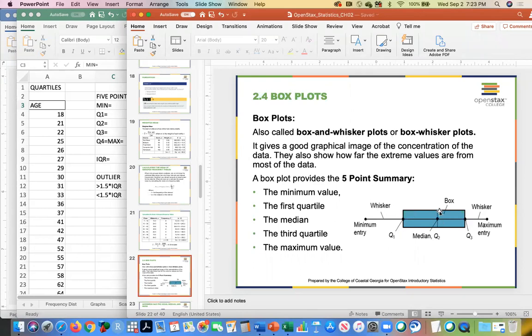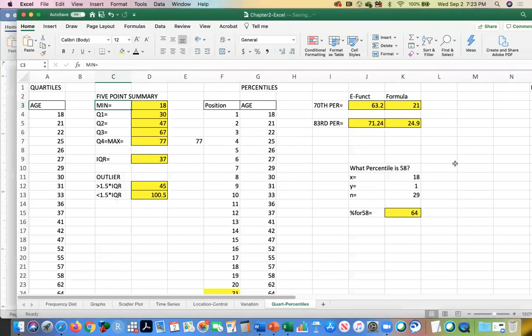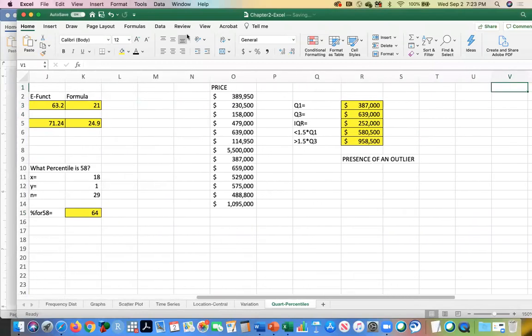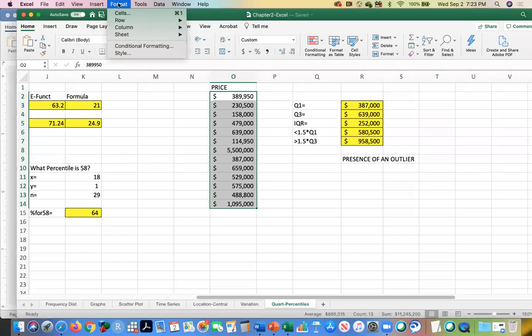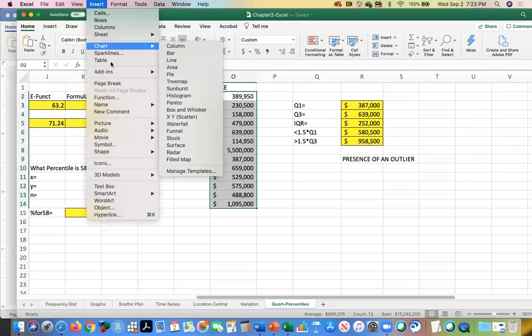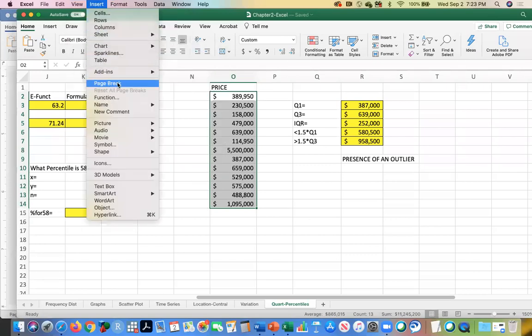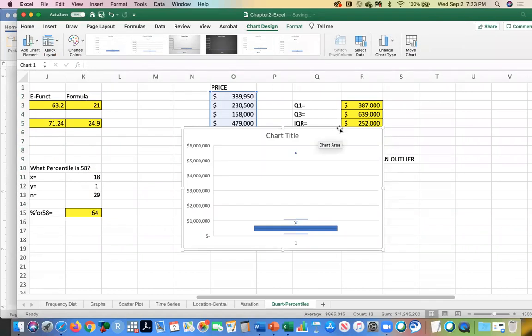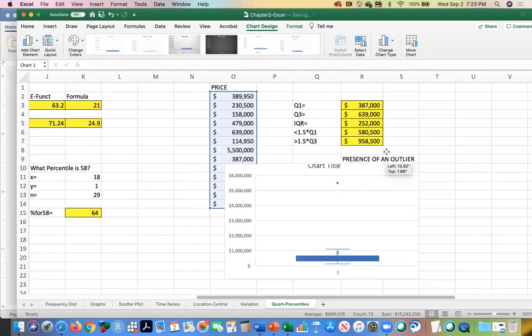So of course, this is a box and those are the whiskers, right? So let's do this using the data that I did here. I am going to ask Excel to create a box plot. The format is in Insert, then Charts. So we're going to do a box and whiskers, and we did it kind of like this.